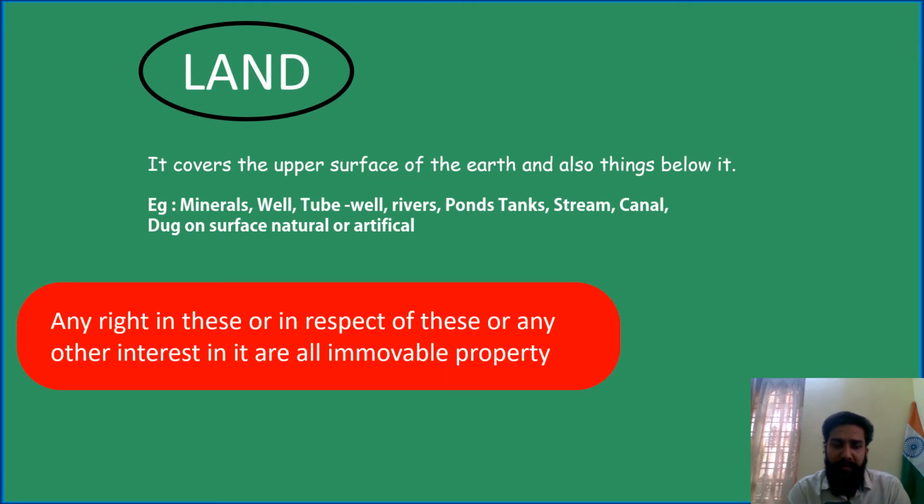Now, any right in these or in respect of these, or any other interest in them, are all immovable property. So this is a very confusing concept. Sometimes we may have a right to take water from a river. We may think that it is a movable property, but it is not. Even though we can take water from a river easily with human effort, it is not movable. It is an immovable property. That is, a right to take water becomes an immovable property.